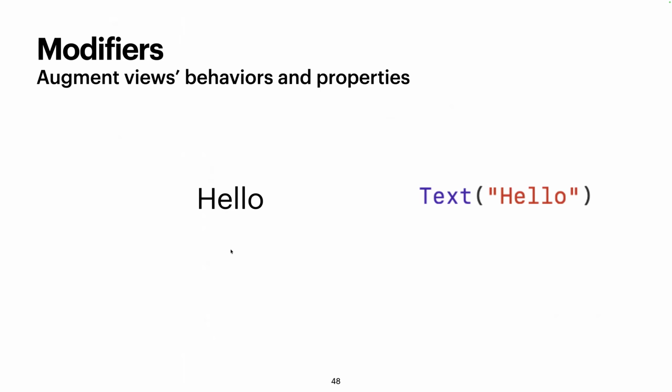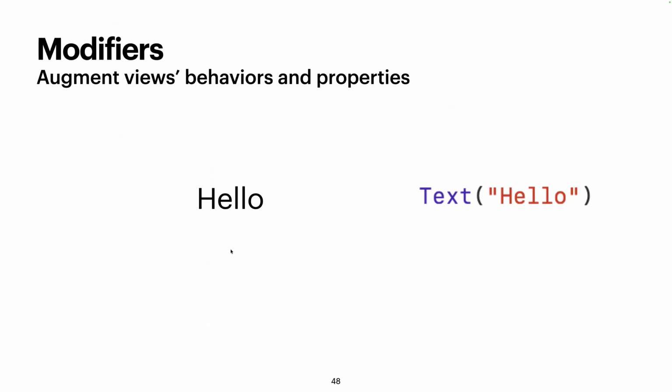Now, of course, we know that we can create more complex views using SwiftUI's more primitive views together with containers like HStack, VStack, and ZStack. Now, if we just had these tools, our UI would look very plain and boring. So how do we change how the views look?